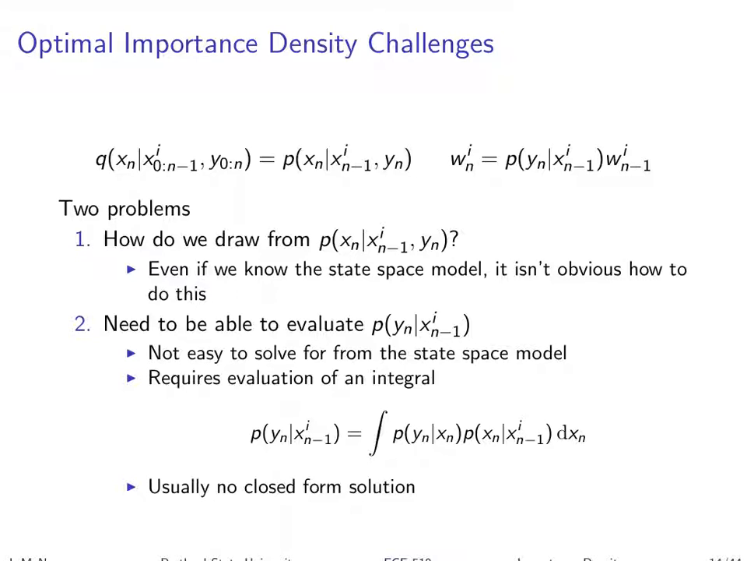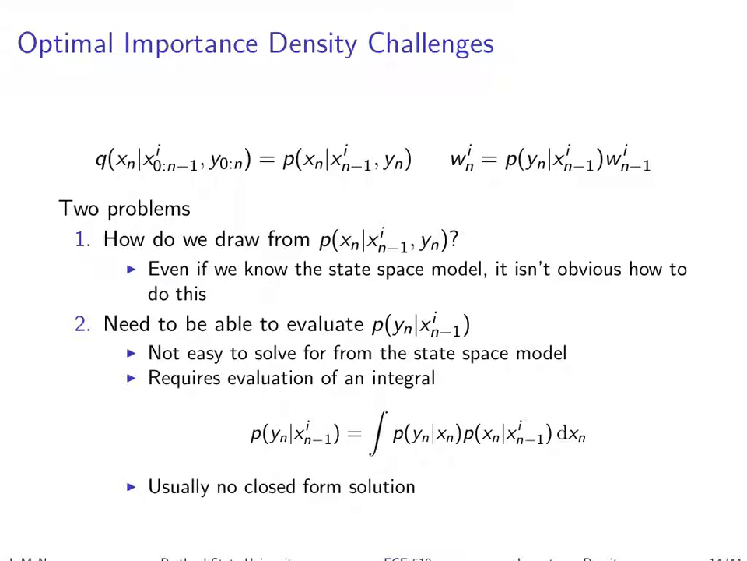I mean, we can state what it is. It's the PDF of the state conditioned on what the state was at time n-1 and the current measurement. But how do we draw particles from it, and how do we evaluate it numerically? You've got two challenges, and it's not obvious how you do either one.